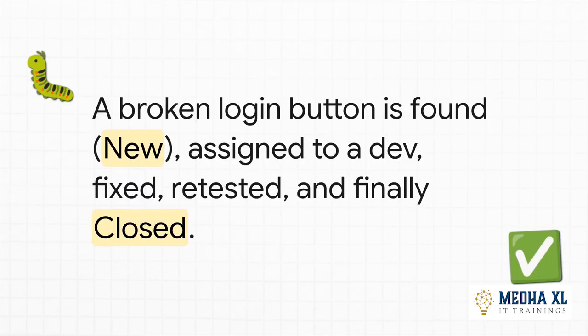That's it. Let's make that more concrete. Imagine the login button on a website is totally broken. You find it, boom, its status is new. You write up the report, and it gets handed off to a developer. Now it's assigned. They fix the code and send it back. You then retest that button, make sure it works perfectly, and then you get to close that ticket. That's the whole cycle right there.